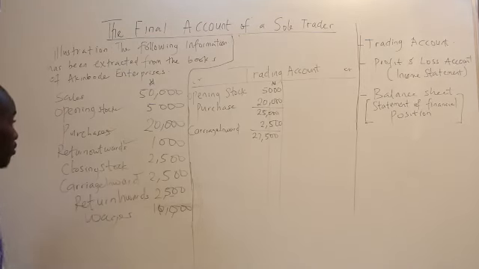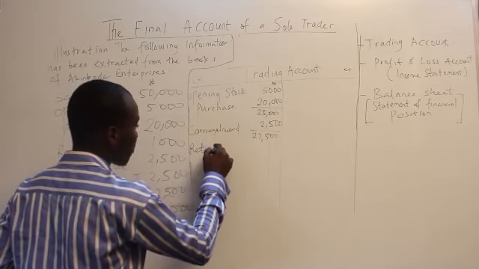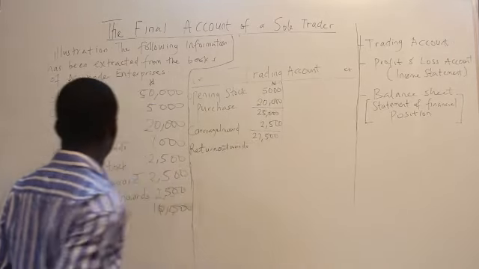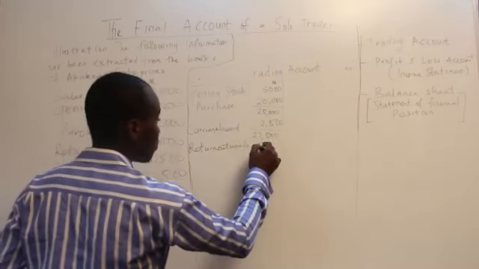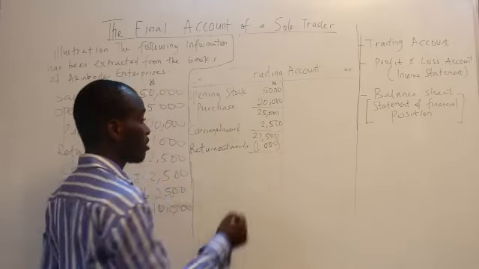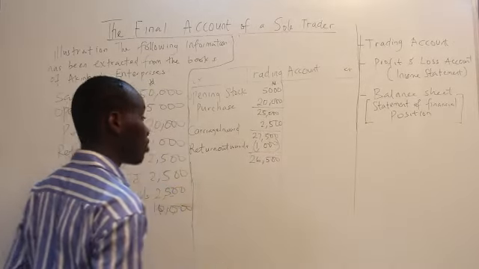So the next thing we have return outward. So we have to deduct return outward. So cost of goods returned back to the supplier within the period have to be deducted, which is 1,000. So we have to deduct that using the bracket. We have 26,500.